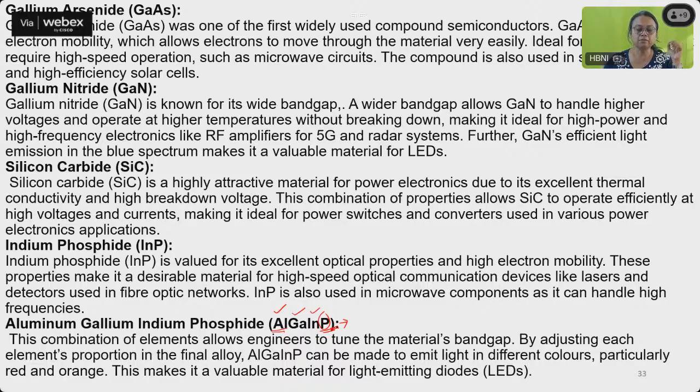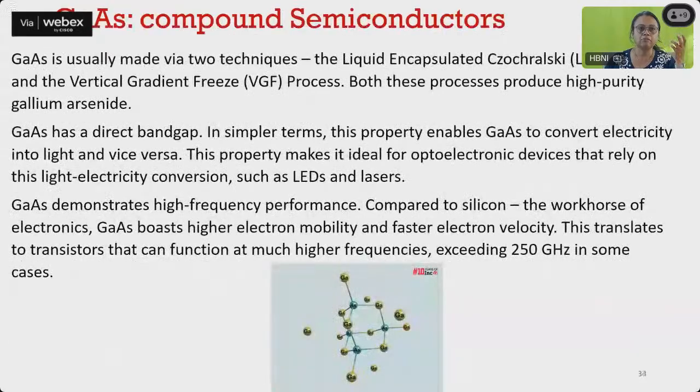So from here we can see that though elemental semiconductors are important, a lot of things are coming up using compound semiconductors. We have seen the crystal of silicon, which is grown, we will be talking about later, by the Czochralski technique, and the vertical gradient freeze technique is also used for gallium arsenide. Both these techniques we will be learning in the next class, which is on single crystal growth. Now gallium arsenide has a direct band gap.